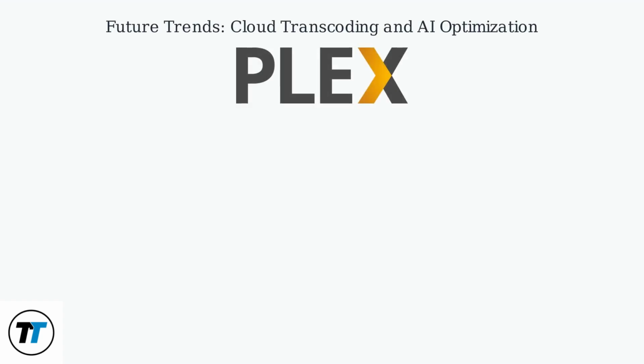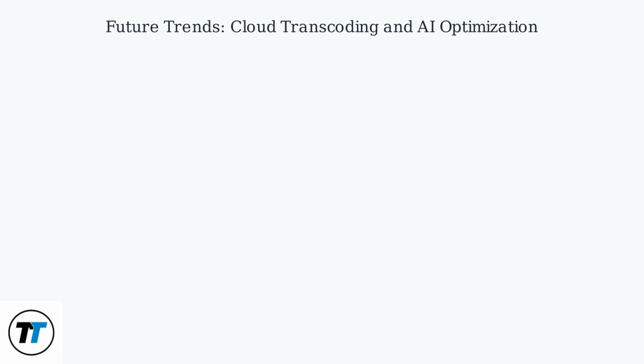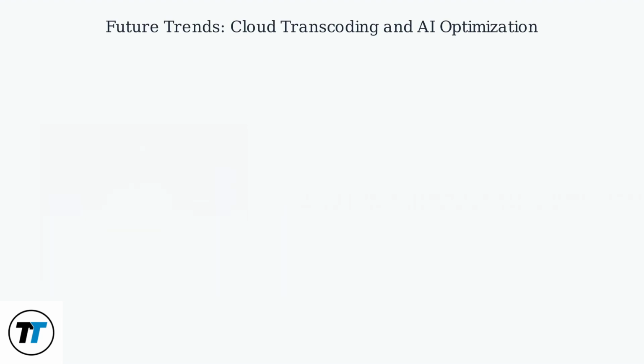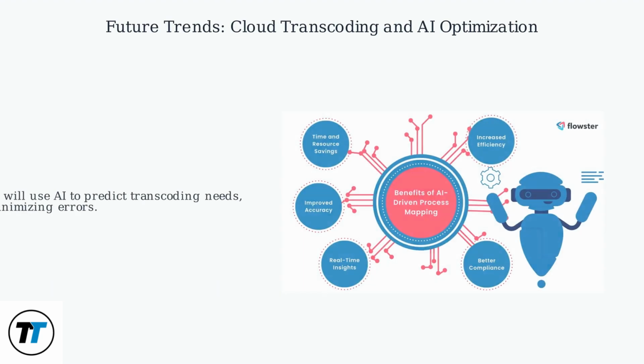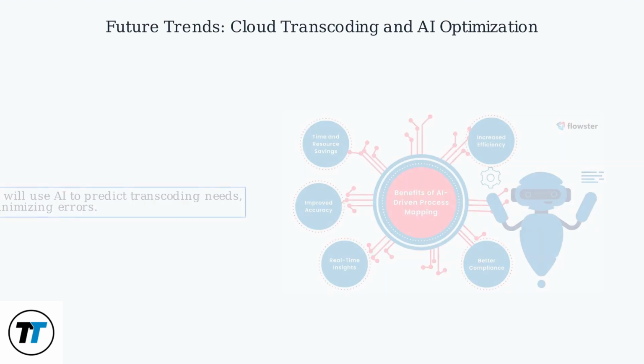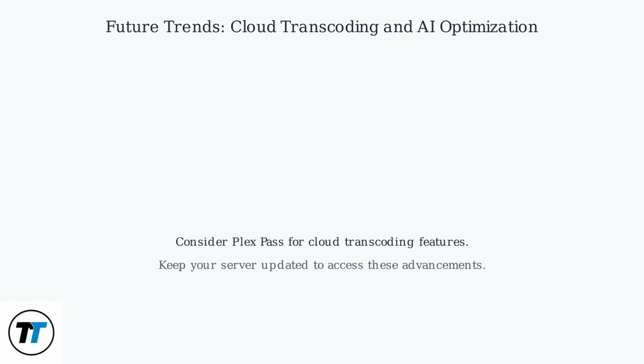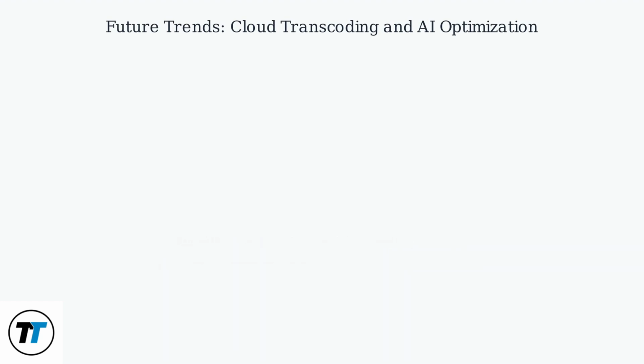Plex is evolving with cloud-based transcoding to reduce local server strain and minimize errors. This offloads video conversion to the cloud, improving stability for complex files. AI optimization will predict transcoding requirements, preventing failures before they occur. Explore Plex Pass for premium cloud features. Regular updates ensure you benefit from these improvements.